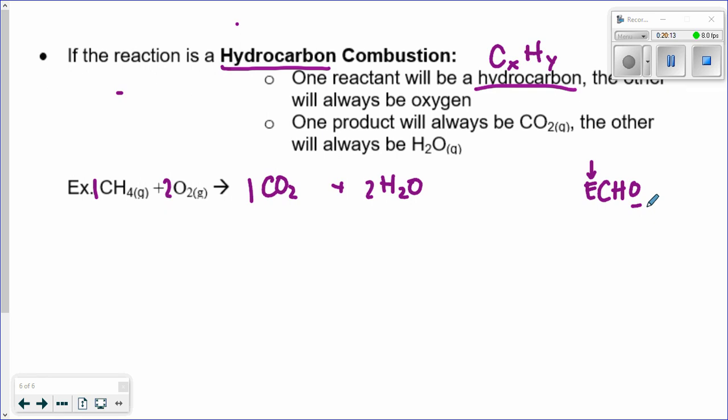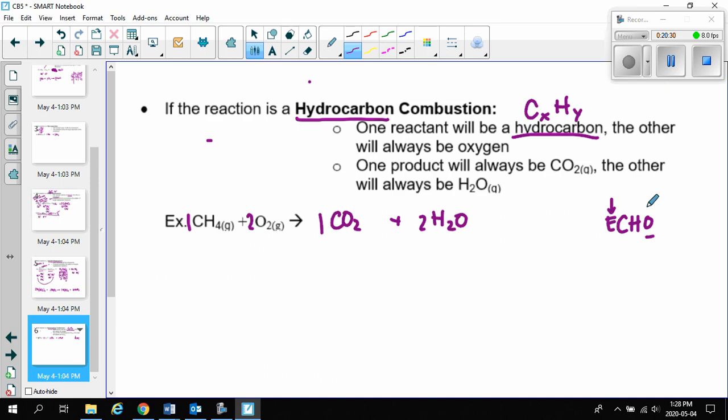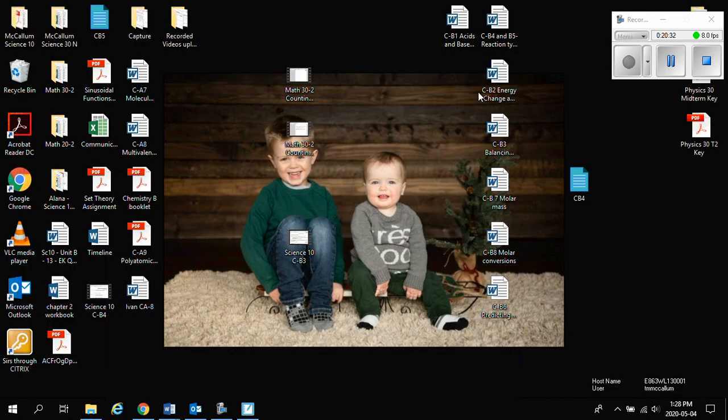So that is the rest of predicting products. Now you have a pretty big beefy worksheet on CB4 and CB5. So you need to identify reaction types and then also predict the products of it. So take your time on that. There might also be balancing on it. Let me just open it up quick and have a peek, just if I want to give you any tips and tricks.